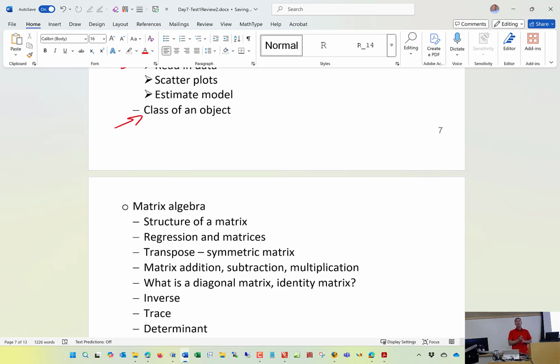So I could ask you, what's the difference between a generic and method function? Or I could simply ask you, why is a class of an object so important? Or when a generic function is executed, what's essentially the first thing it's going to do? It's going to check the class. Well, why? To find a corresponding method function.